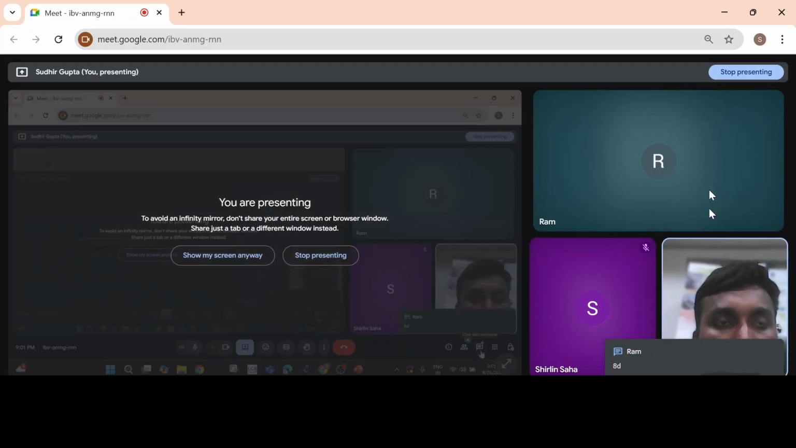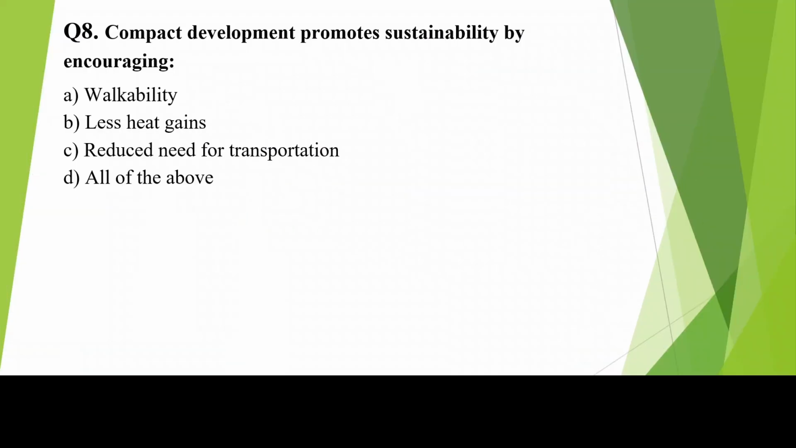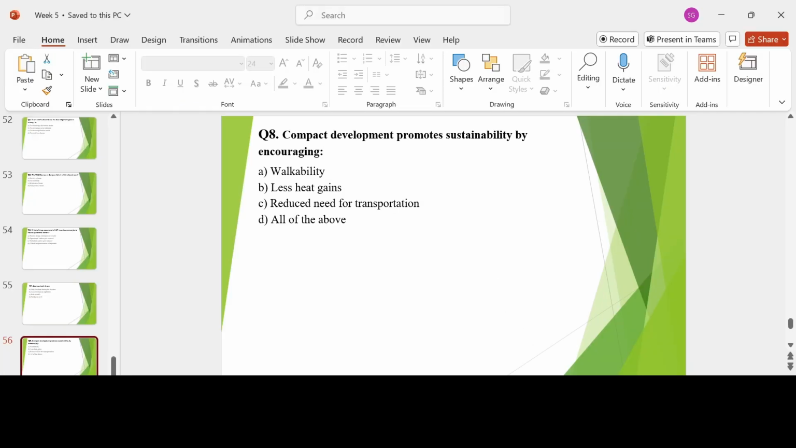Celine is the first to answer. She is saying 8D. Yes, D is the correct answer for this question. Compact development will reduce the travel energy, promote walkability, and ensure mutual shading to reduce the heat gains, which is explained by all three options. That's why all of the above is the correct answer for question number 8. So, is it clear to all of you till now? Can we move to the next question, if it is clear?